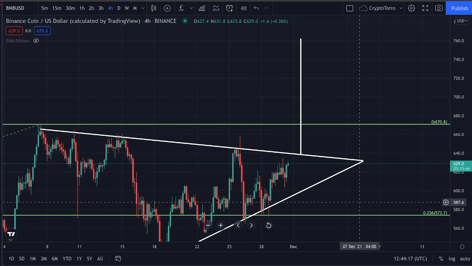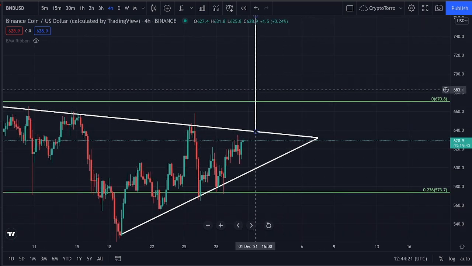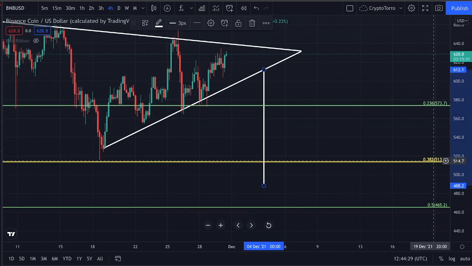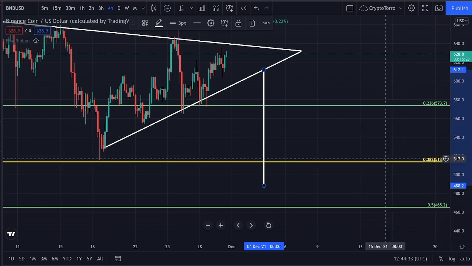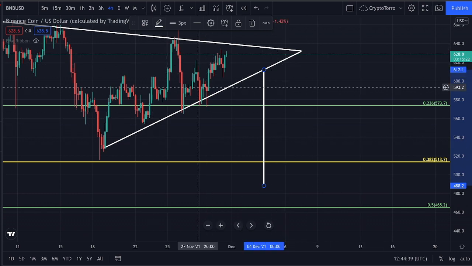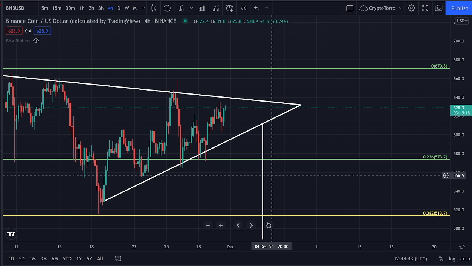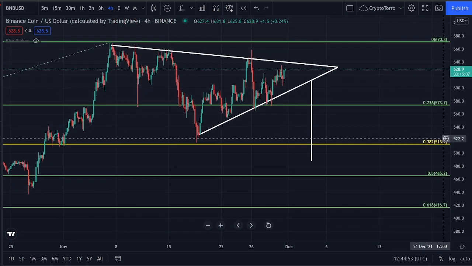So clearly, this is a pattern that is very significant so far. As well, if we do see a breakdown underneath this ascending support, we will be heading all the way towards the 0.382 at $513. So for sure, that is as well a very significant breakdown. But right now, what I personally think is that it is more likely that we are going to see a breakout occur.